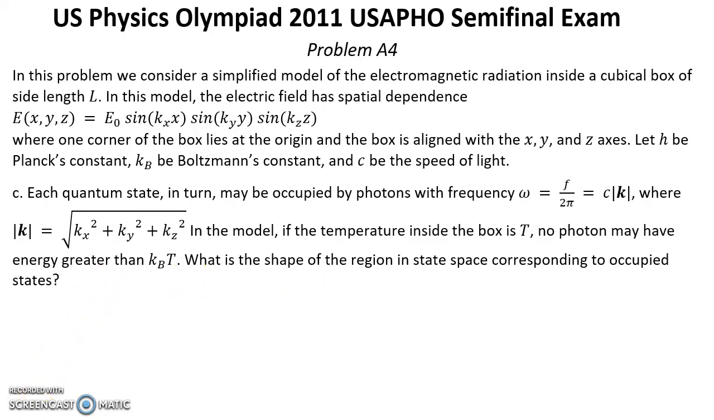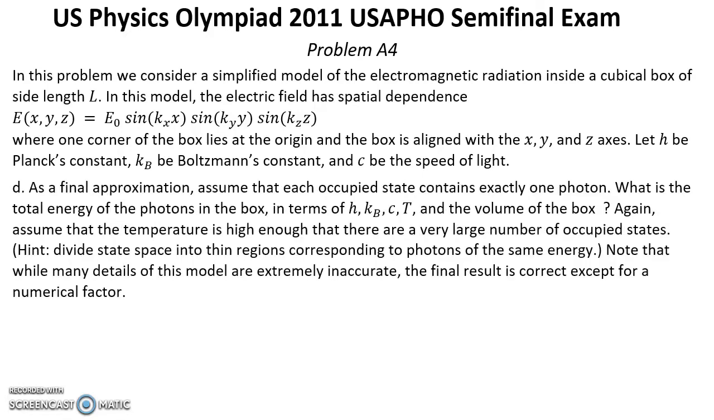Solution. Energy of a photon equal to this expression, where this h-bar equals the Planck constant over 2 pi. So it means that we have this inequality. Energy must be less than kBT. So it means that in our space this inequality corresponds to a ball with radius k equal to this expression. So that's the shape of our region.